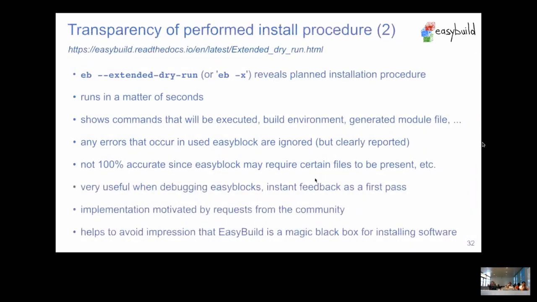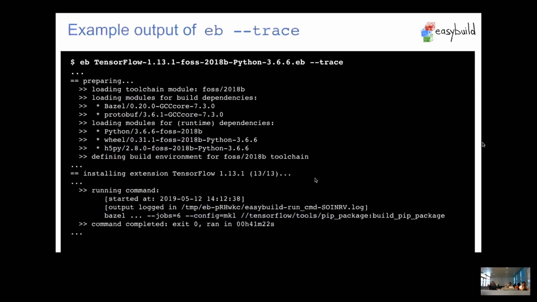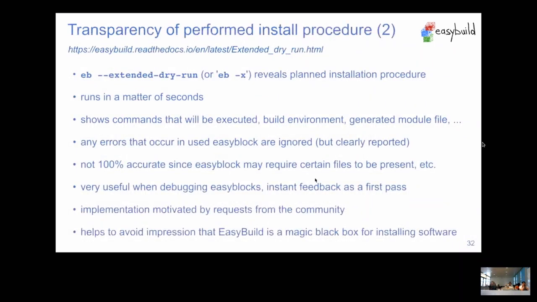Then this is during the installation process. So while it's running, you will get this additional output, and you can start spying on it if you want to. But maybe up front, you want to get an idea of how things will be installed using EasyBuild. Which commands will it run? Will it use Bazel, or will it use another way of installing TensorFlow, and so on.